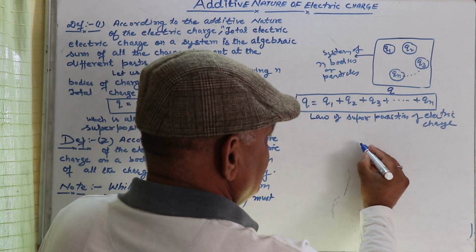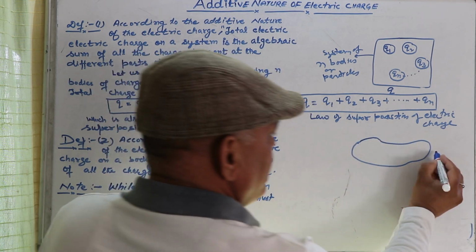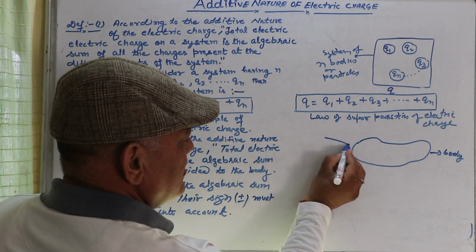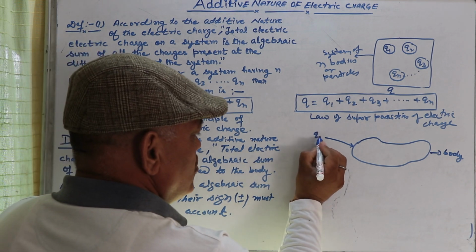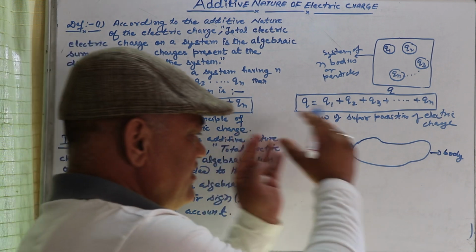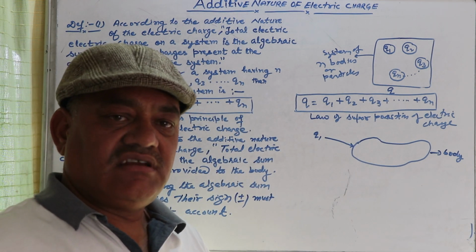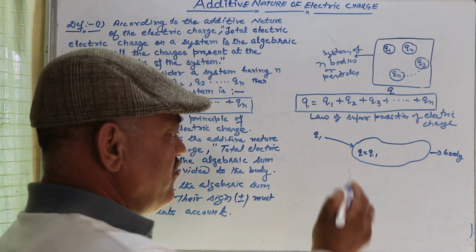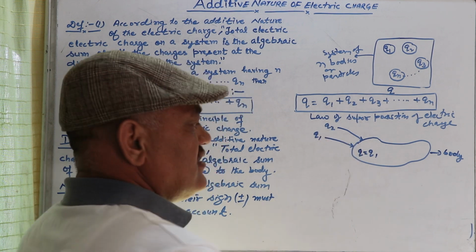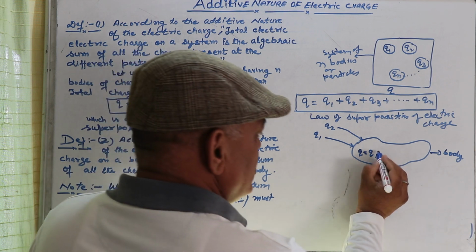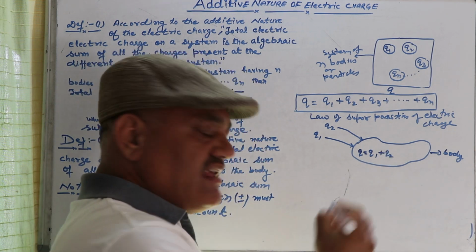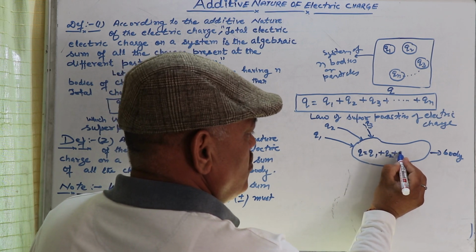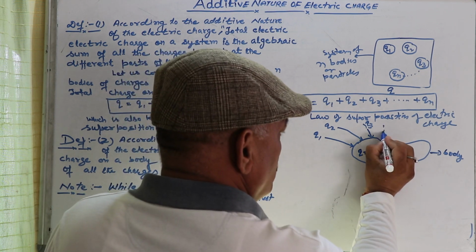Now, let us consider this is a body, and if we give charge Q1 from outside to this body, then this body gains this charge and the total charge on the body, let it be Q, is equal to Q1. Now, if we also give some more charge, that is Q2, to this body, it again gains this charge. Now the total charge is Q1 plus Q2. And again we give charge Q3 to this body, then the total charge is Q1 plus Q2 plus Q3.